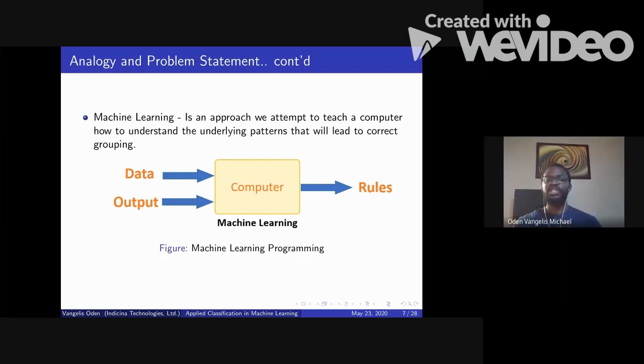So in machine learning, we teach a computer how to learn. We don't teach it what to do. We teach it how to learn so that it then knows what to do, right?